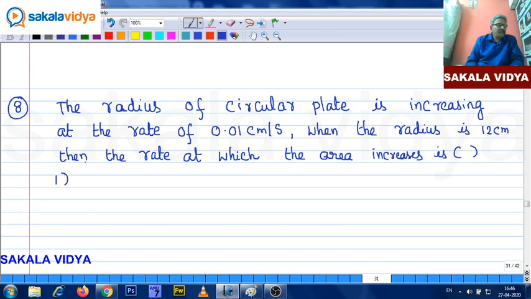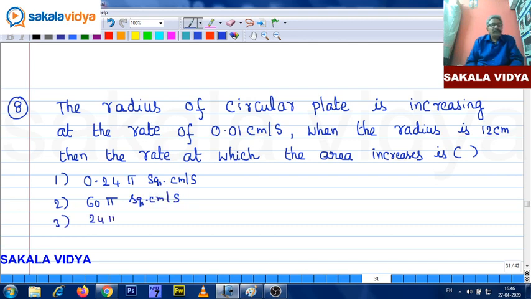So, first one, 0.24 pi square centimeter per second. Second one, 60 pi square centimeter per second. Third one, 24 pi square centimeter per second. Fourth one, 1.2 pi square centimeter per second.